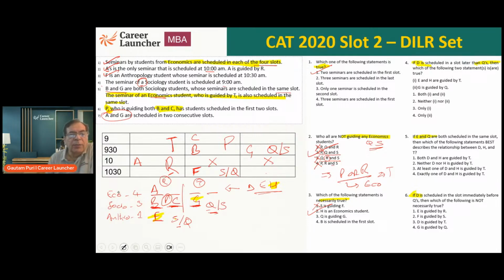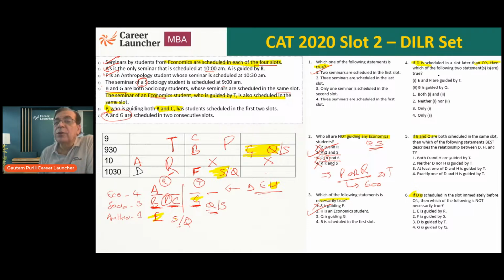That means what this particular question is saying, Q is in the second slot. And in the fourth slot, F is being guided by S. Okay. So this particular question is saying G is being guided by Q and F is being guided by S. And when will D be scheduled? Let me change the color of the pen so that there's no confusion. D will be scheduled after Q. Q is in the second slot, third slot not available at all. Fourth slot is the only one which it can pick up because A and D are from the economics department.